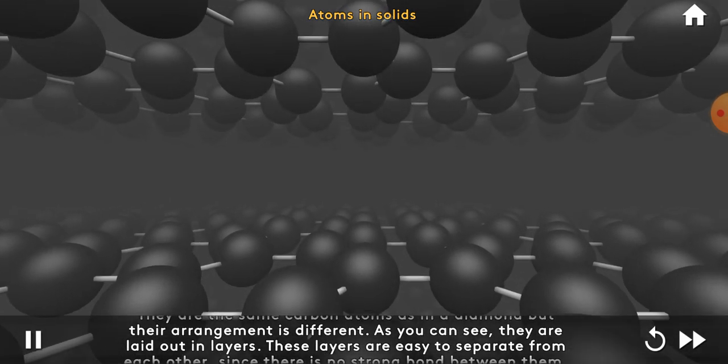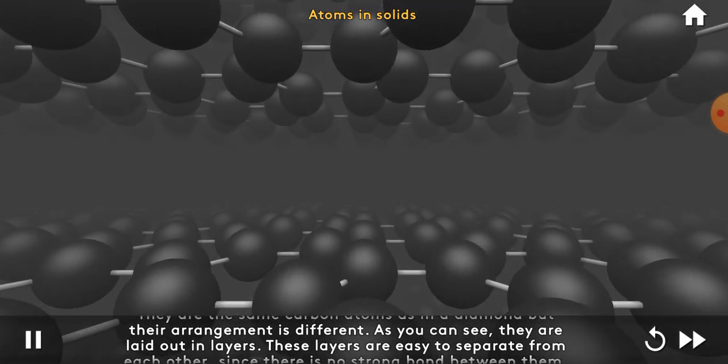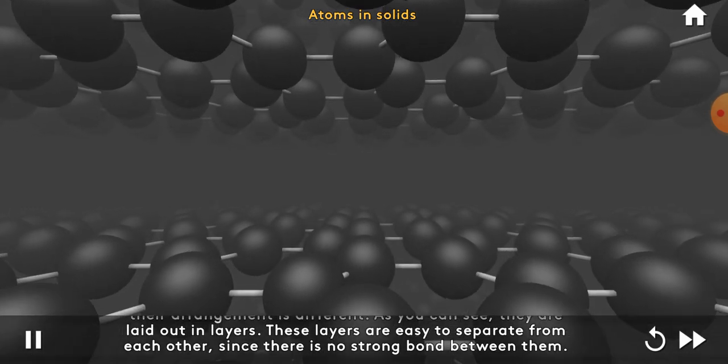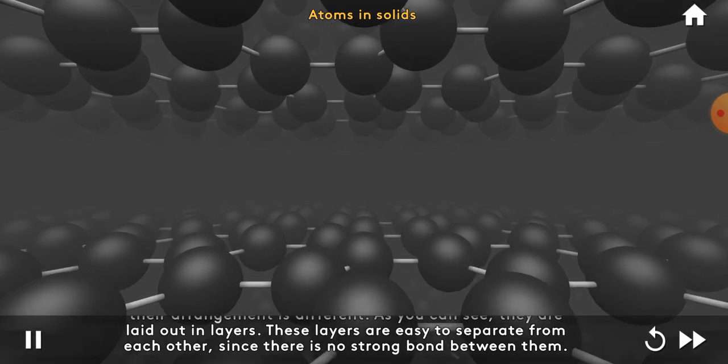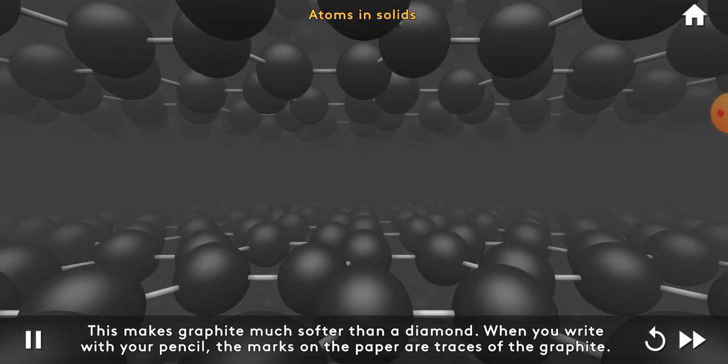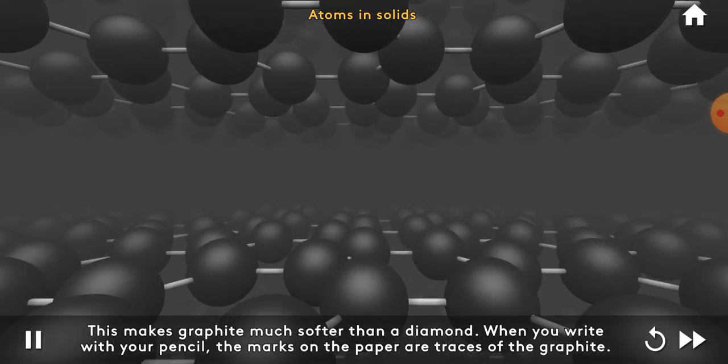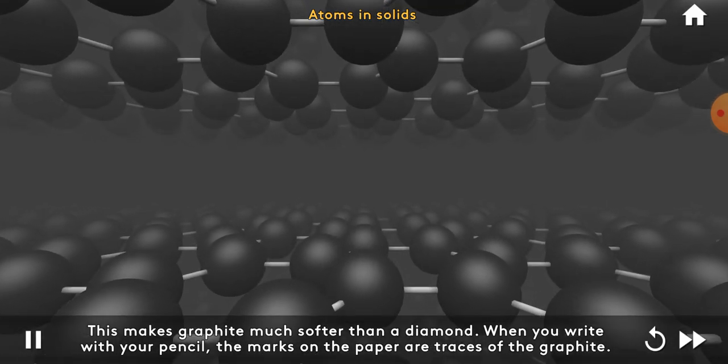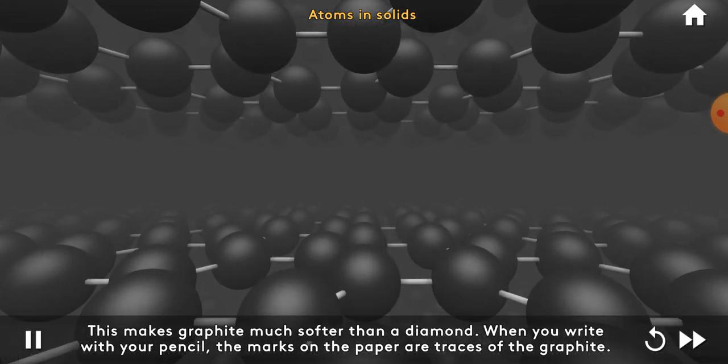As you can see, they are laid out in layers. These layers are easy to separate from each other since there is no strong bond between them. This makes graphite much softer than a diamond. When you write with your pencil, the marks on the paper are traces of graphite.